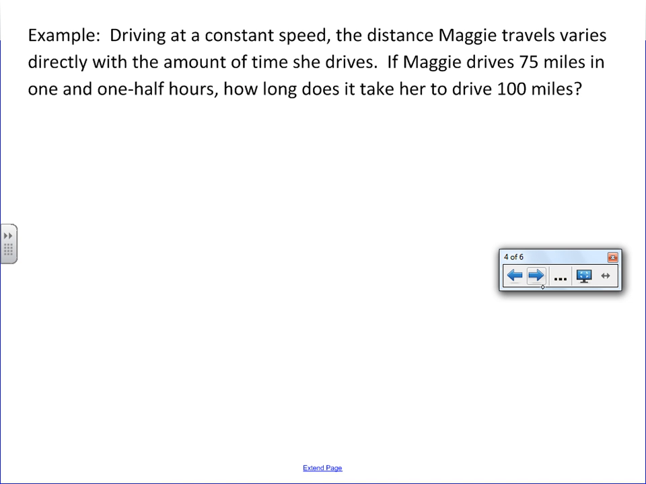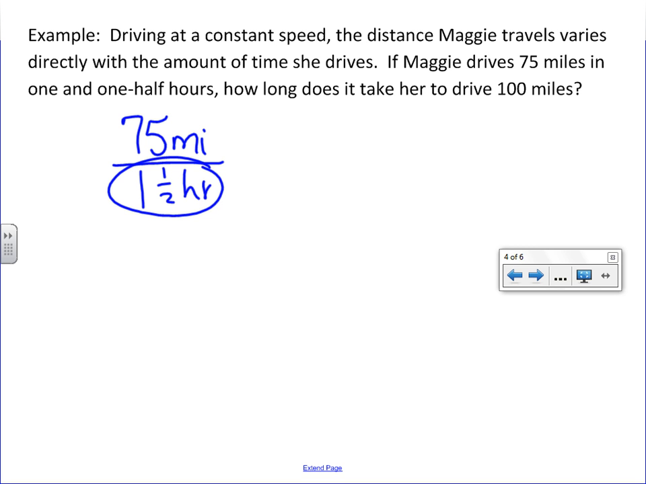Alright. Driving at a constant speed, the distance Maggie travels varies directly to the amount of time she drives. So once again, if it varies directly, that means that it is proportional, because direct variation is proportional. If Maggie drives 75 miles in 1.5 hours, so I know that she drives 75 miles in 1.5 hours, but a better way to write this would be as a decimal. So we're going to say she drives 75 miles in 1.5 hours.